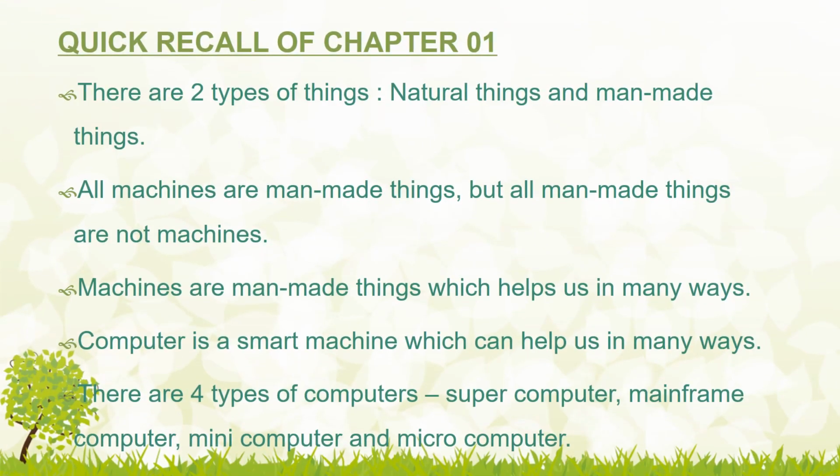Before starting this chapter, let us have a quick recap of the previous chapter. In the previous chapter, you studied that there are two types of things, natural things and man-made things. All machines are man-made things, but all man-made things are not machines. Machines are man-made things which help us in many ways. A computer is a smart machine which can help us in many ways. There are 4 types of computers: supercomputer, mainframe computer, minicomputer and microcomputer.